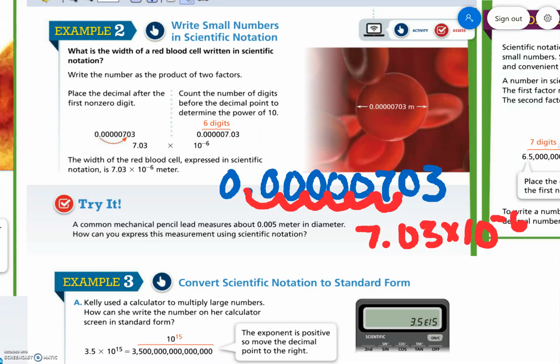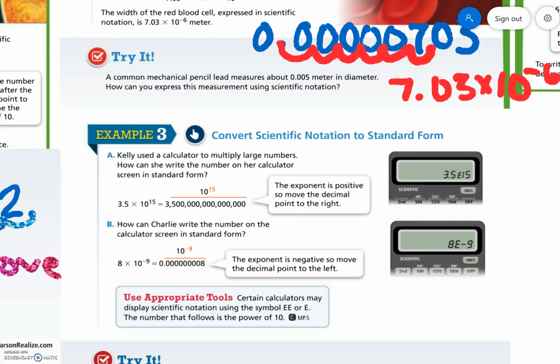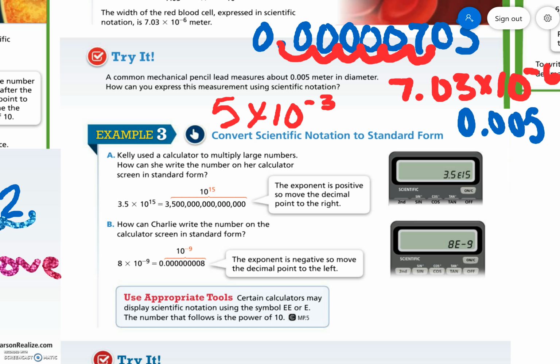Try it. A common mechanical pencil lead measures about 0.005 meters in diameter. How can you express this measurement using scientific notation? Pause the video and try that one on your own. Okay, you should have gotten 5 times 10 to the negative 3, because our number is 0.005. To make it a number between 1 and 10, I want it to be 5, so I'll put my decimal point there and count 1, 2, 3. Since it's a decimal, it is negative.